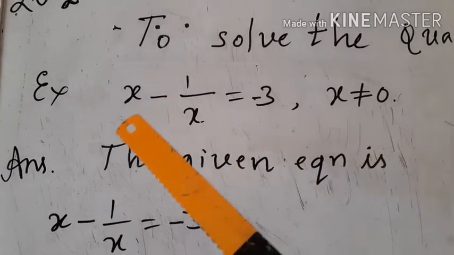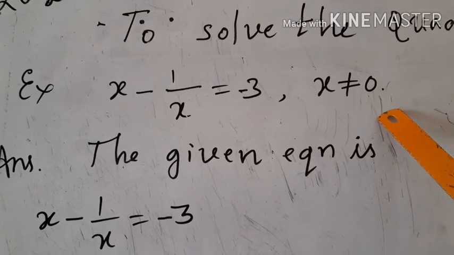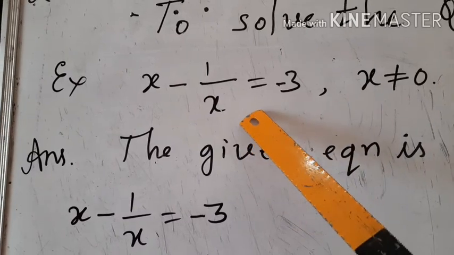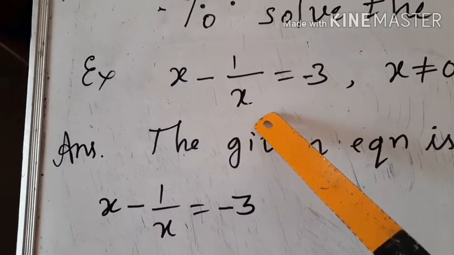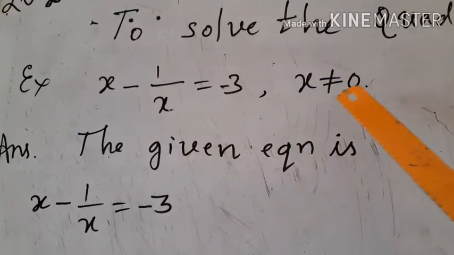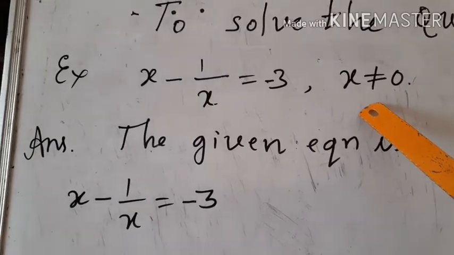See here, children, in this equation, x should not be equal to 0. Do you know why? If x is 0, 1 by 0 becomes infinity. Therefore, x minus infinity is infinity, and infinity cannot be equal to minus 3. That is why x should not be equal to 0. Right? How to solve this equation?